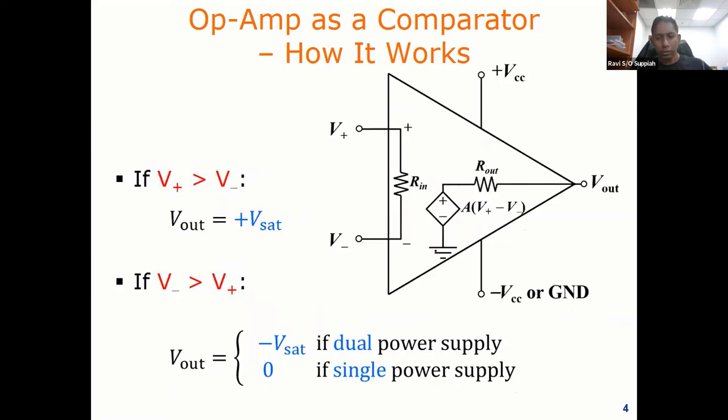When it comes to saturation, the output depends on the supply voltages. For V plus bigger than V minus, it is always going to plus VSAT. If V plus is lesser than V minus, then it will go to either negative VSAT if it is a dual supply, or it will go to zero if it is a single supply. So it all depends on whether you're using a single supply or dual supply for your op-amp.